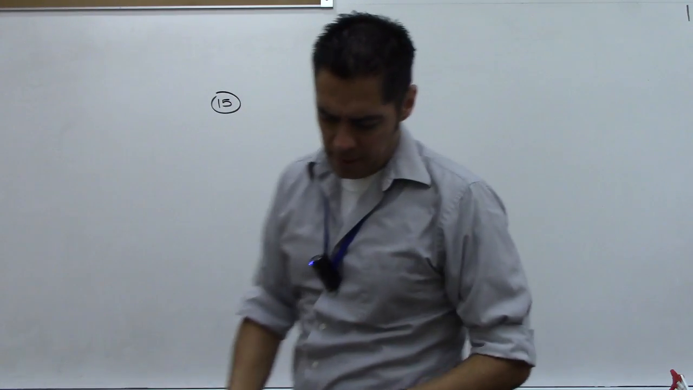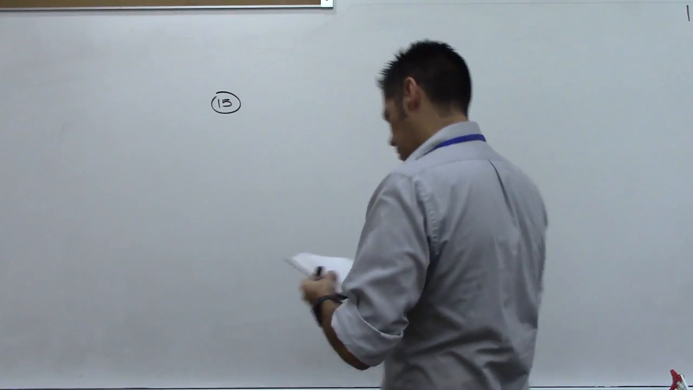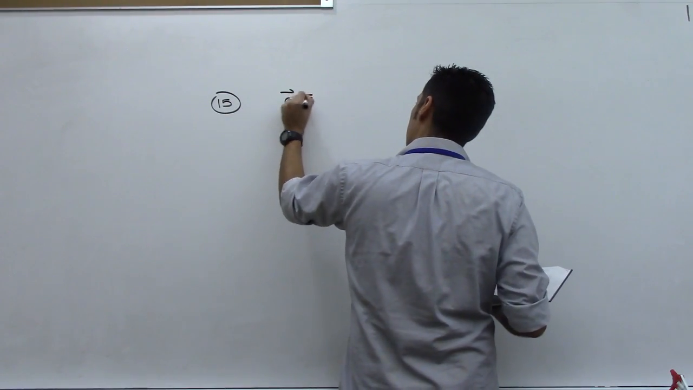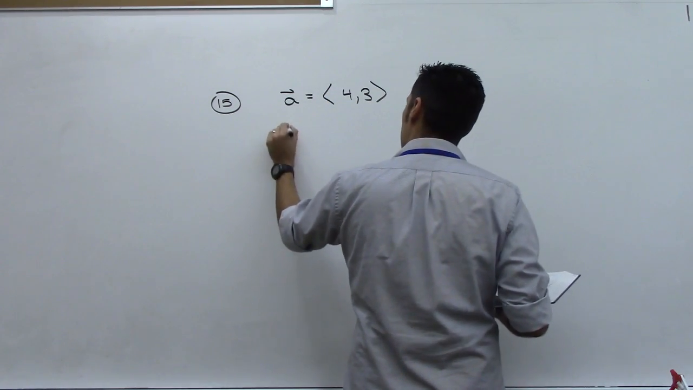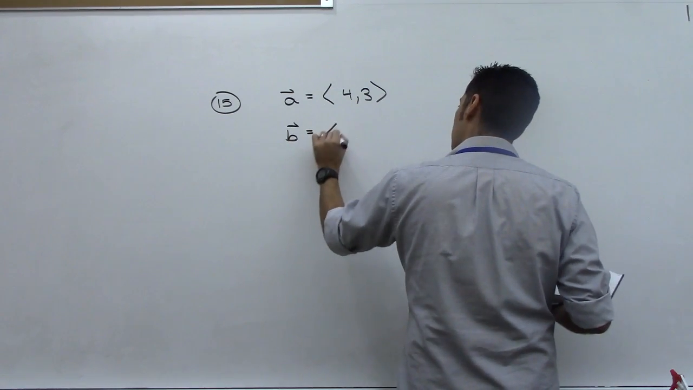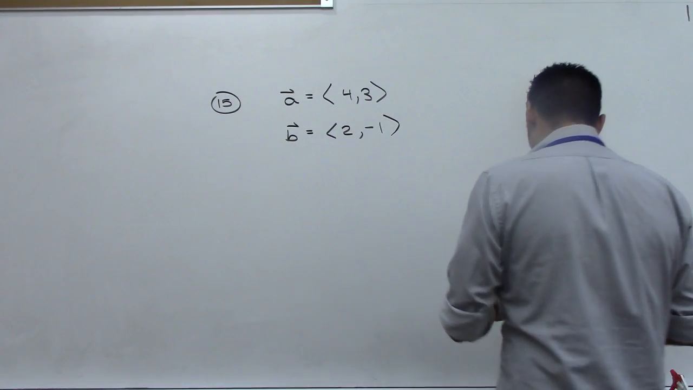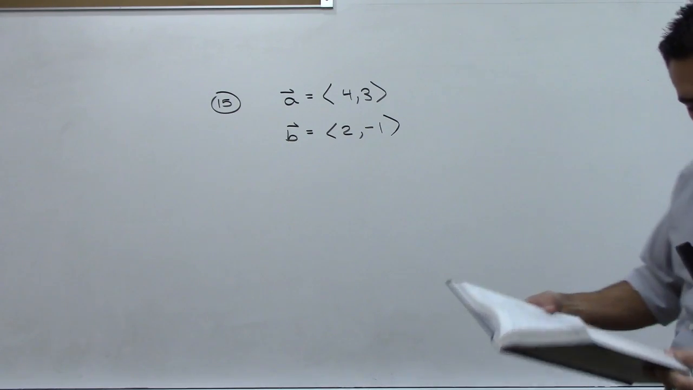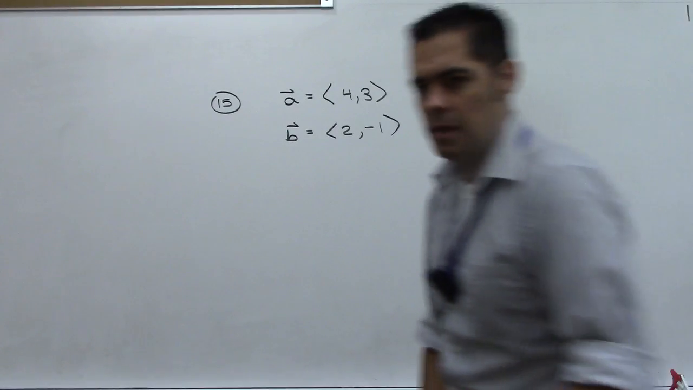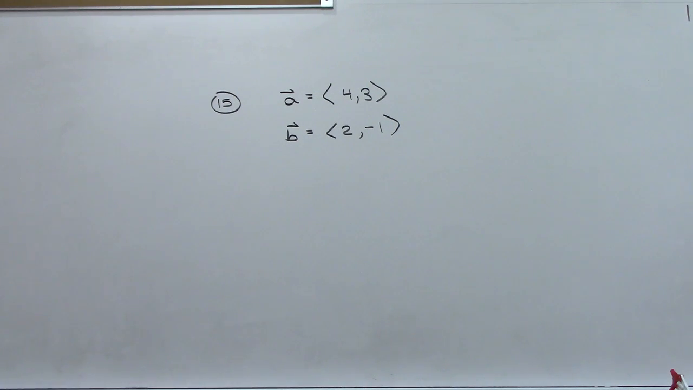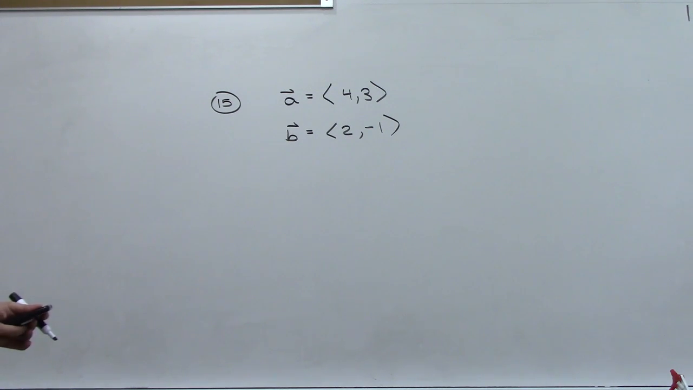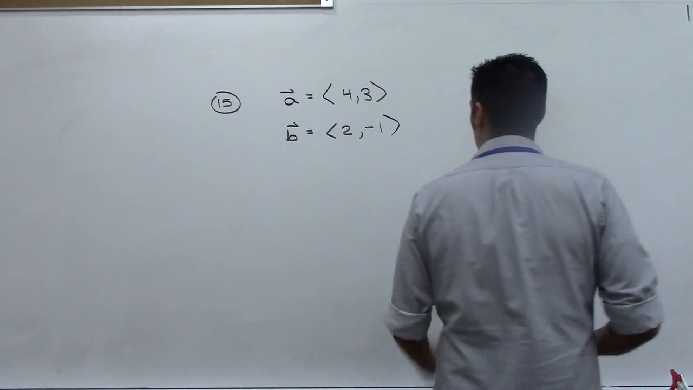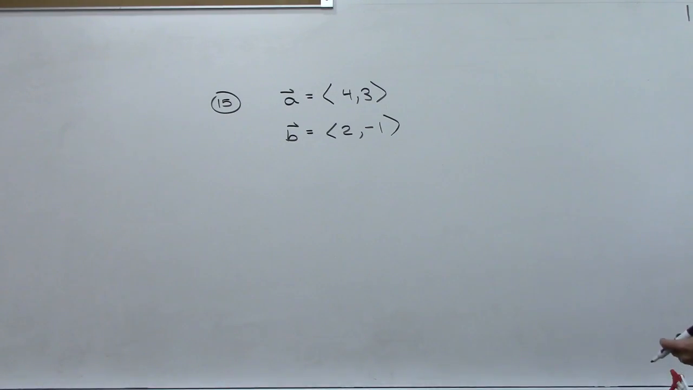I've got some vectors here. You've got A, the vector 4, 3. B is the vector 2, negative 1. And we're supposed to find the angle between these two vectors. All right, so I'm going to need my calculator for this. Clear everything out. All right, so we have a formula for this.